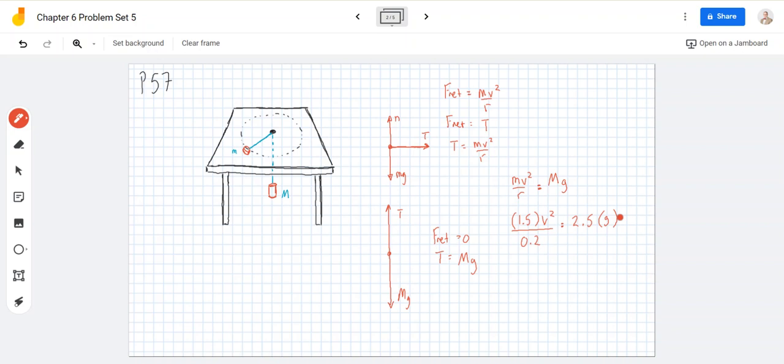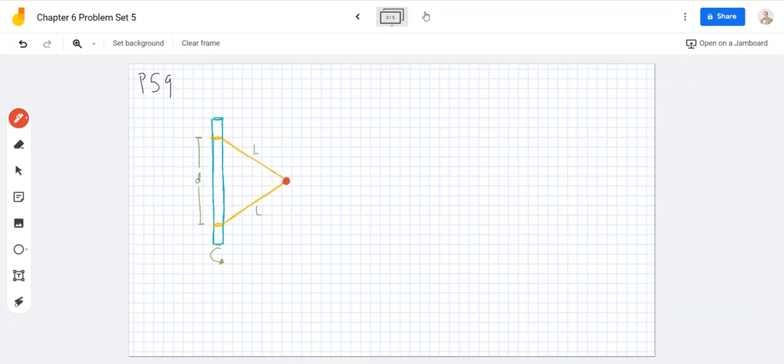Take the square root. I got the speed is equal to 1.83 meters per second. All right.